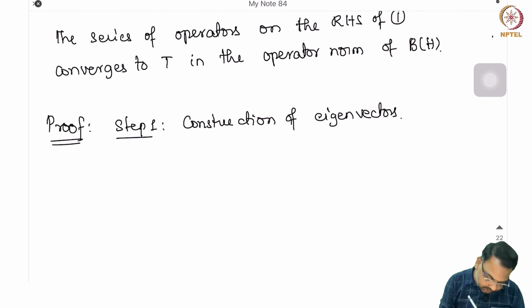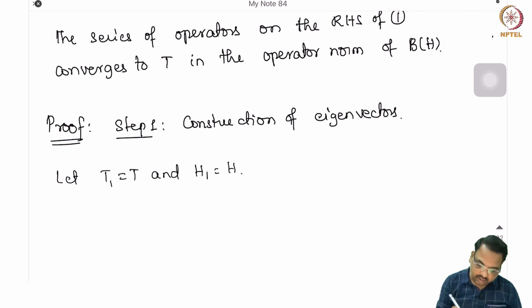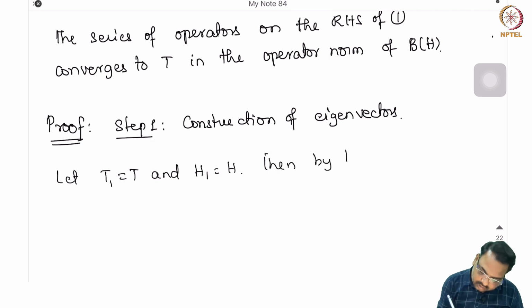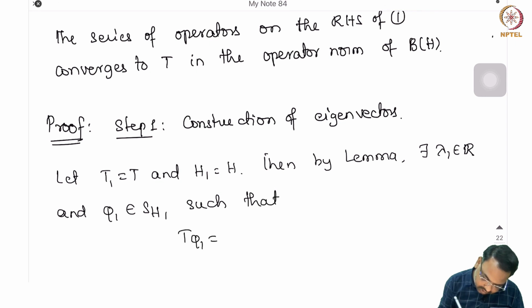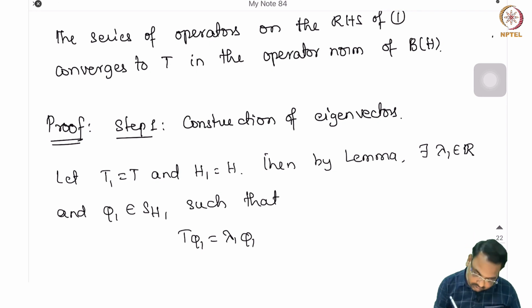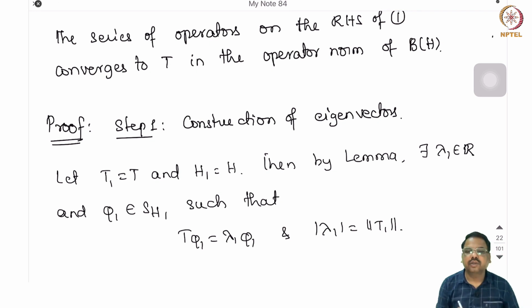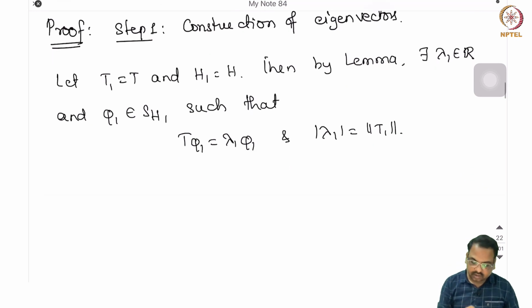repeatedly. So let us take T1 as T and H1 as H. Then by lemma 1, there exists lambda 1 in R and a unit vector phi 1 such that T phi 1 is lambda 1 phi 1 and mod lambda 1 is exactly norm T1 or norm T. That means lambda 1 is either plus norm T or minus norm T.